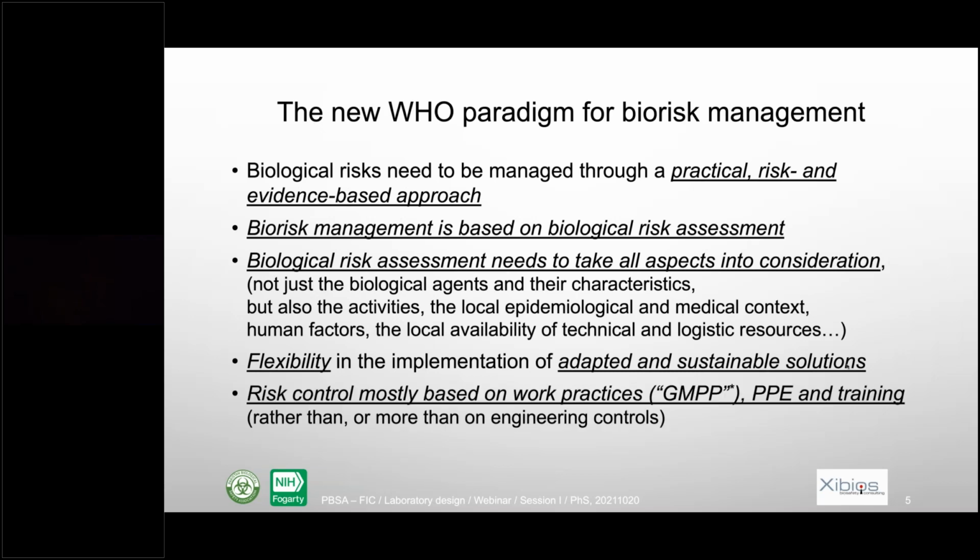And then, according to WHO, risk control is mostly based on work practices, personal protective equipment, and training of the people who work in the lab. And WHO clearly says that it's more like that than based on laboratory design or engineering controls. So the classical hierarchy of measures, which puts engineering controls at the top, and then PPE, and then work practices, is something that WHO goes against. According to WHO, risk control should be mostly based on work practices, personal protective equipment, and training.